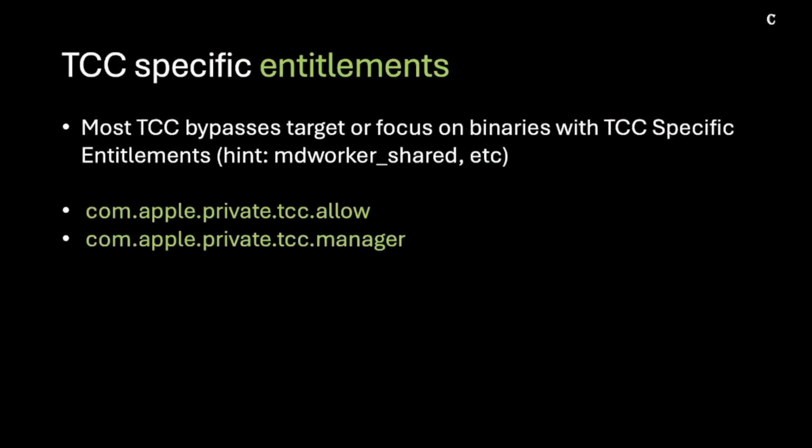A TCC specific entitlement is important because when you think about these different TCC bypasses, they're targeting binaries that have these TCC specific entitlements. A little preview or hint, JBO is going to tell you about MD worker shared. A TCC specific entitlement is going to be like com.apple.private.tcc.allow, com.apple.private.tcc.manager, and so a bypass is going to target binaries that have those entitlements.